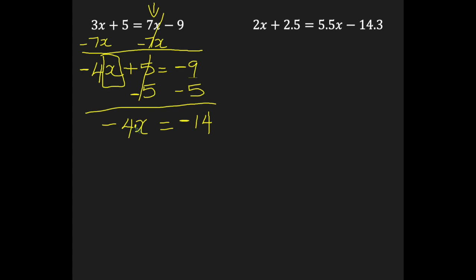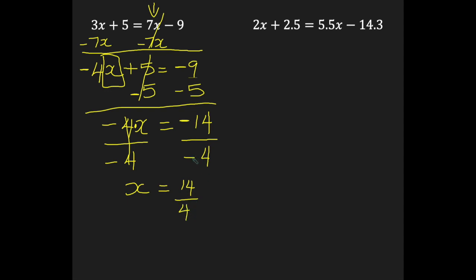Remember, the negative 4 and the x are married by multiplication. So I'm going to do the opposite. I'm going to divide both sides by negative 4. That cancels. I get x equals, 2 negatives gives me a positive. And can 4 divide 14 evenly? The answer is no. So I'm left with 14 over 4.